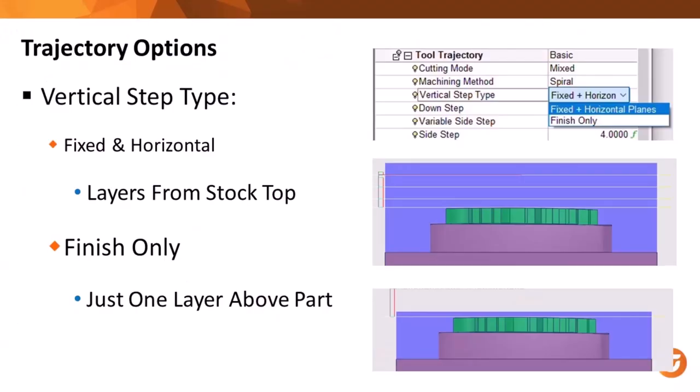And just one last slide here before we go on to the next part. And that's the trajectory options here with the down steps. There is an option here to do a fixed plus horizontal planes, which is what we've been using. Or you can do just a finish only, which will just give you one pass at whatever Z level you're using. Okay, let's go into another part.